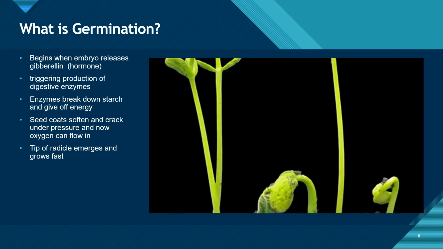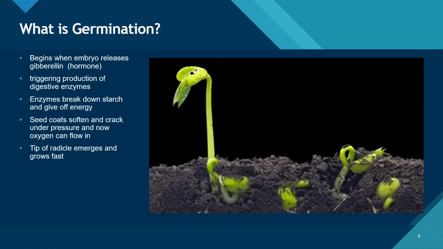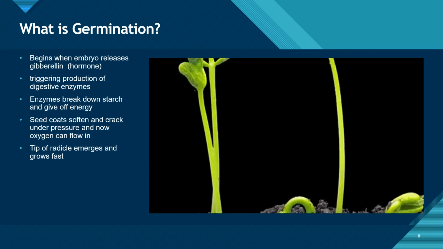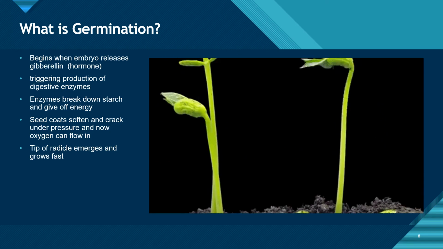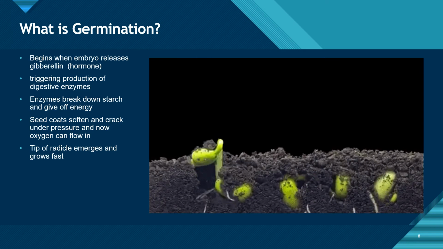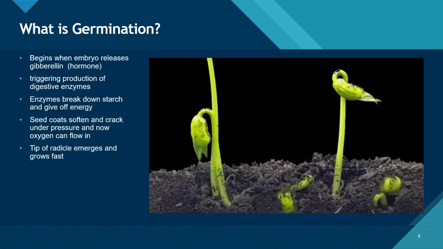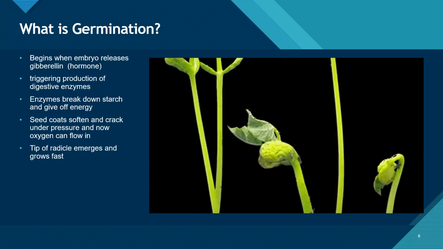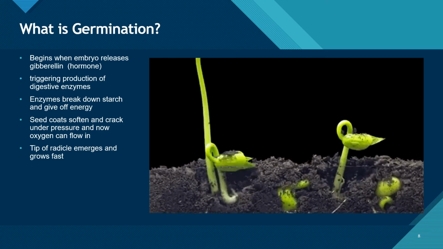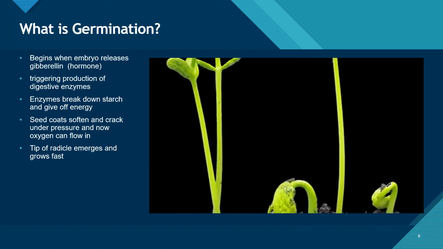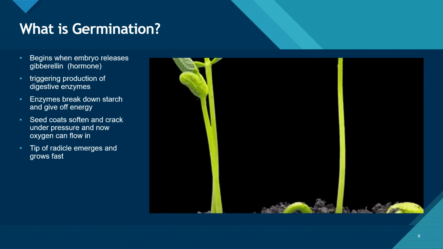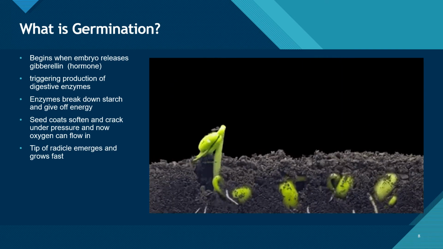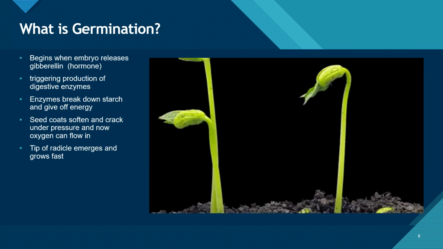Essentially, germination begins when the embryo releases gibberellin, which is a hormone, and we'll talk a lot about hormones later. This triggers the production of digestive enzymes. The enzymes then break down starch and give off energy. The seed coat often softens and cracks under pressure, and now oxygen can flow into the seed and therefore start the growth. And then the tip of the radicle emerges and grows fast.